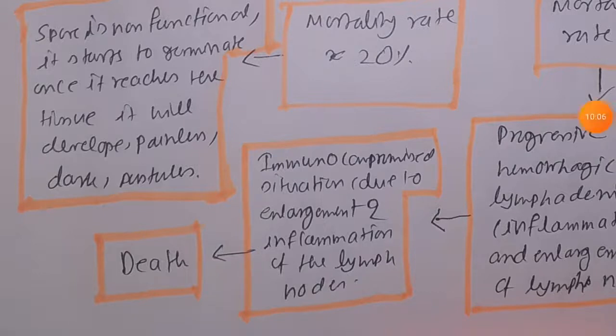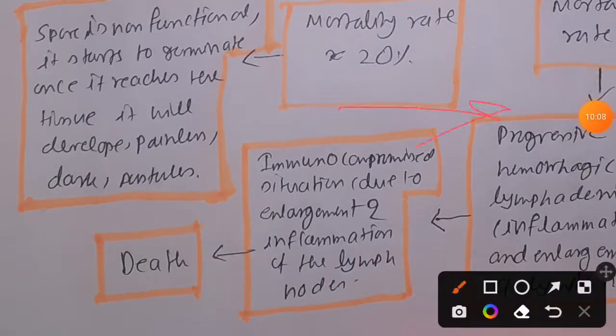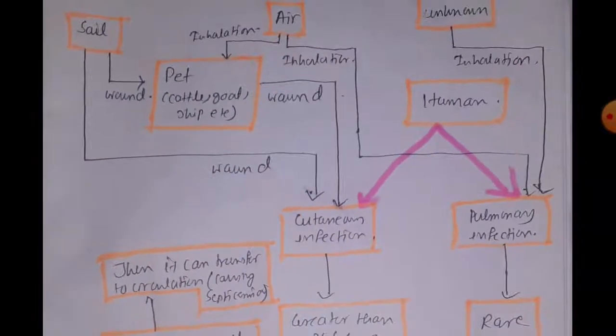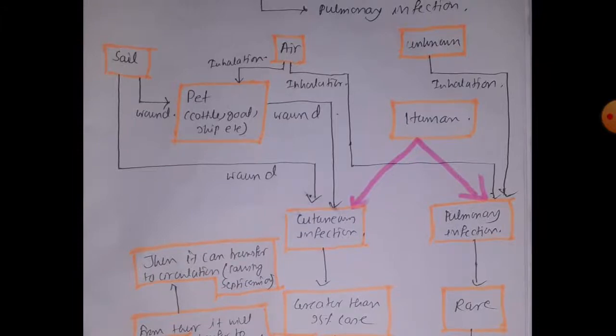So under such circumstances, when the pulmonary infection causes progressive hemorrhagic lymphadenitis, they will start showing their infection, and that ensures the death of the individual. So that is the total flow chart. Let's try to revise it once again.